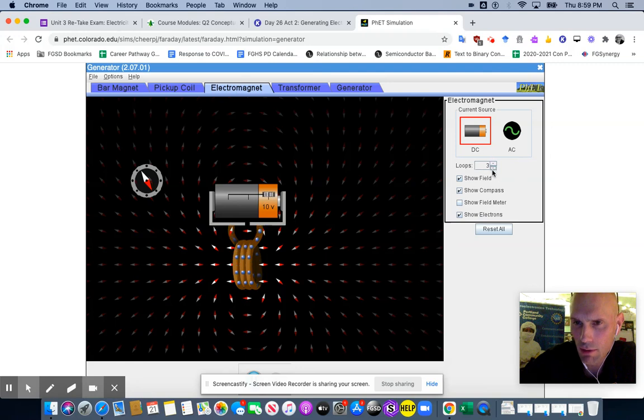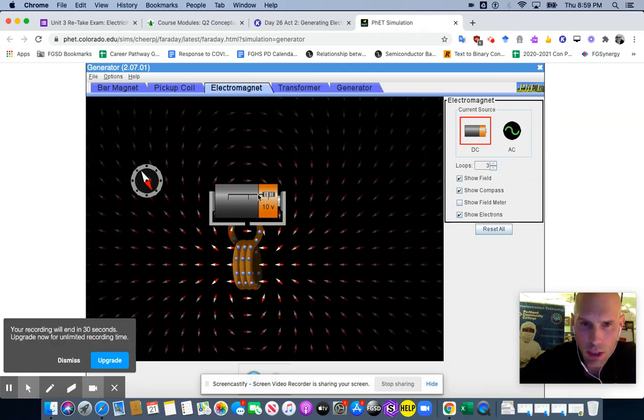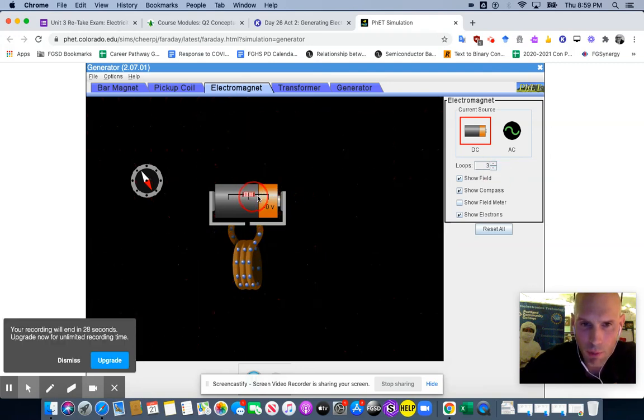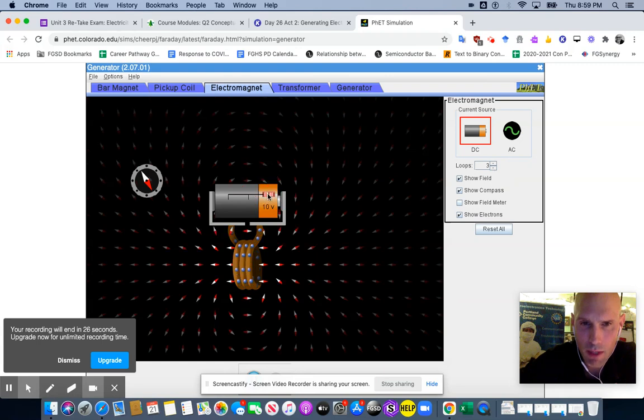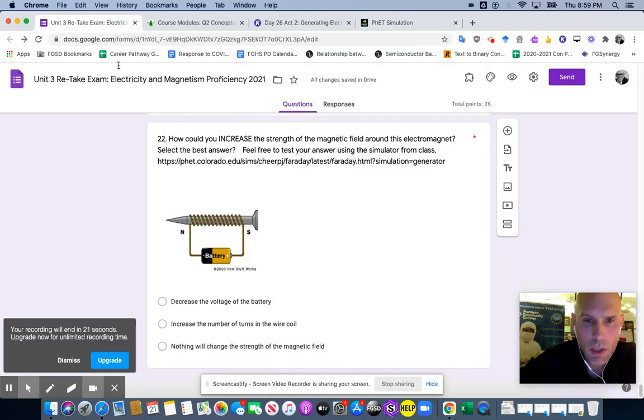Like, you can change the number of loops. You can change the voltage in the battery. And what you need to do is figure out, how can you increase the strength of the magnetic field? So 3 options here: decrease the voltage of the battery, increase the number of turns in the wire, or nothing.